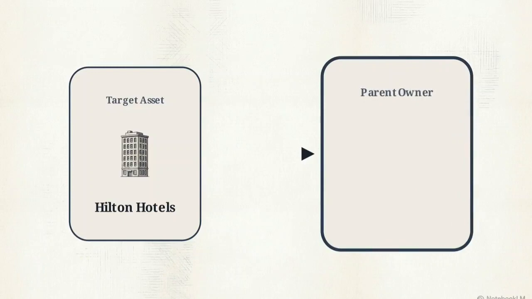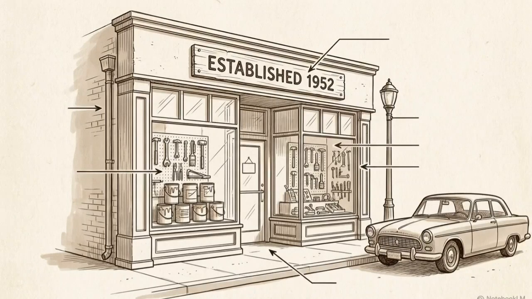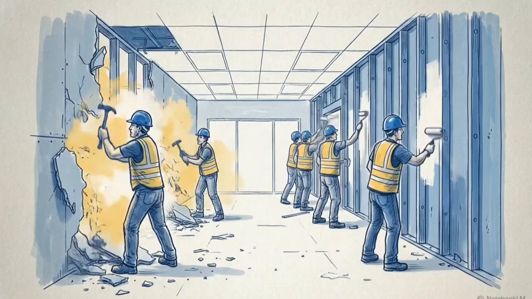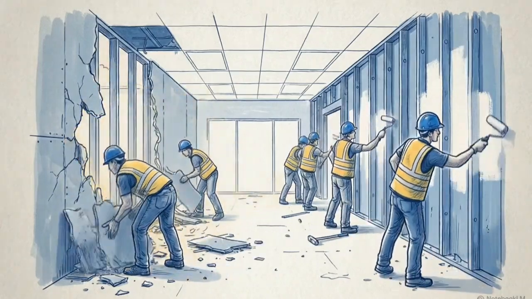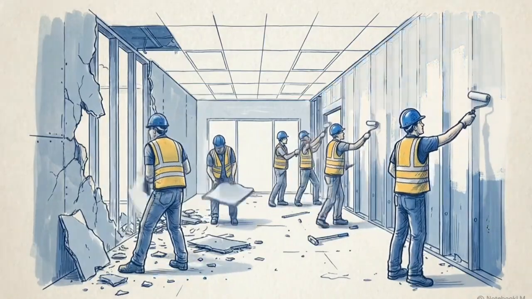For step 1, create the first block on your map. Write down your target asset. For this example, we'll use Hilton Hotels, and draw a line connecting it to its parent owner, Blackstone. Unlike a traditional family business that might hold an asset for generations, a private equity firm acts as a temporary, well-funded renovator. They buy a company with the explicit intent to overhaul its operations.